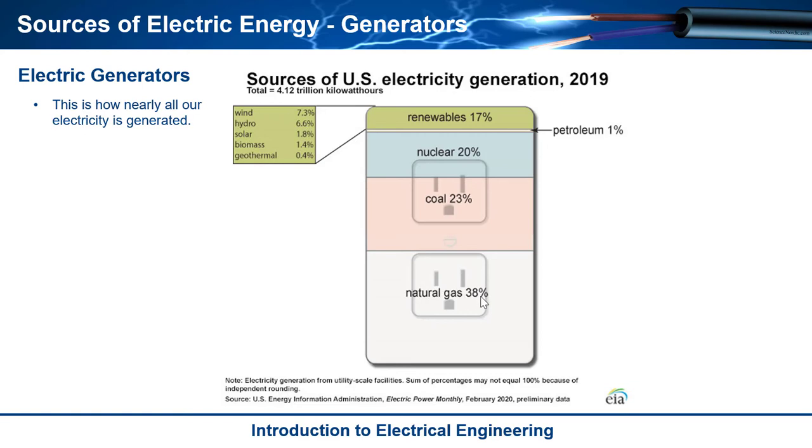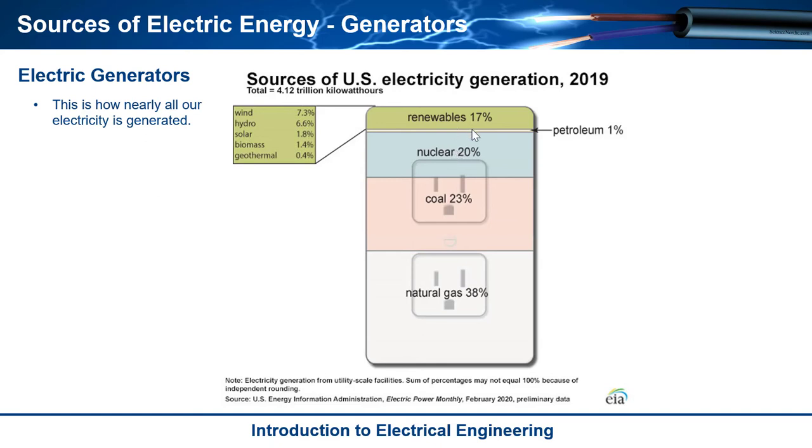Natural gas is 38%. That is burning gas to spin a generator. Then you go to coal. That's burning coal to boil water and spin a generator. Natural gas: burn gas, boil water, make steam, spin a turbine. Coal is burn coal, boil water, make steam, spin a turbine. Nuclear: use radioactive reactions to boil water and spin a turbine.